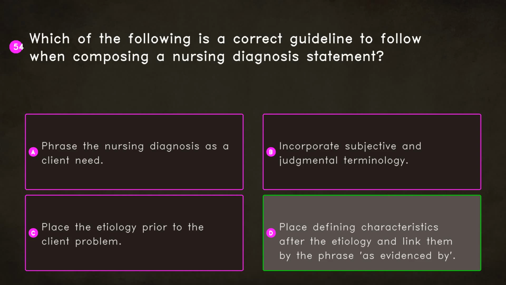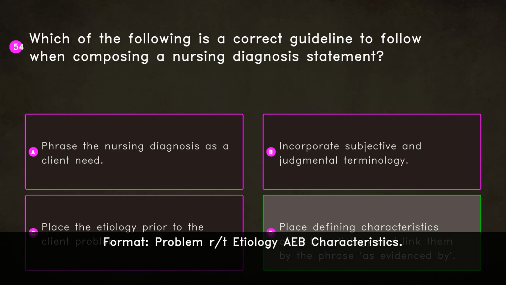The correct answer is place defining characteristics after the etiology and link them by the phrase evidenced by. Format: problem, related to (r/t) etiology, AEB characteristics.